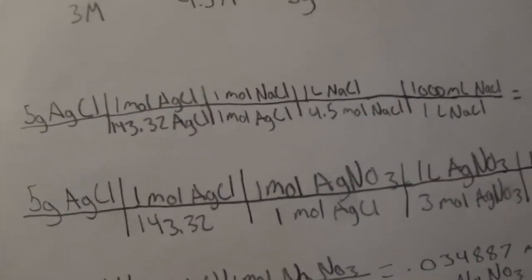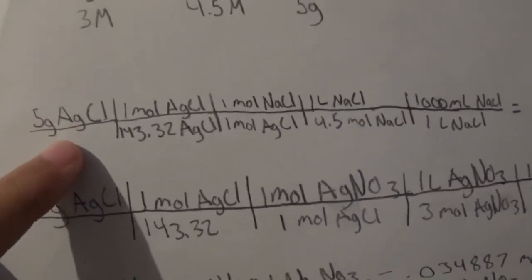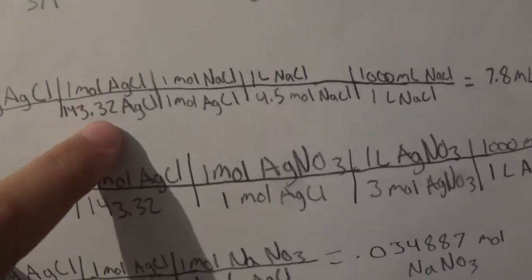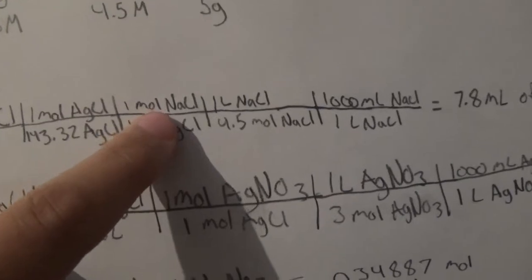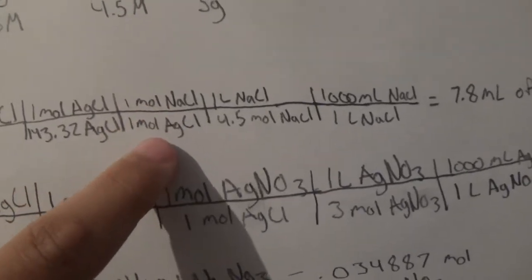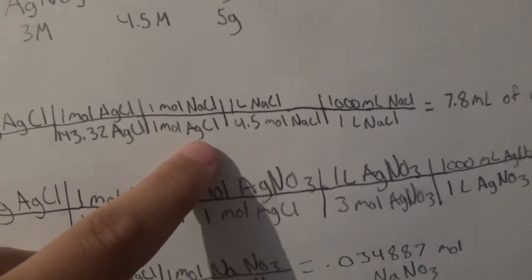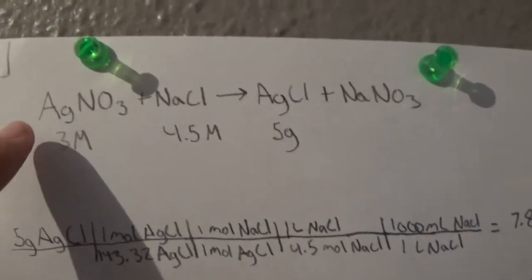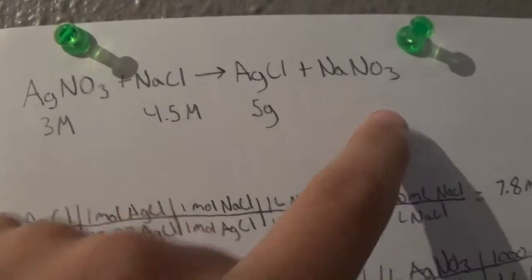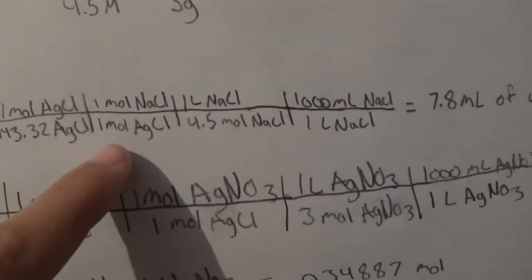So we're going to start off here with the 5 grams of AgCl and multiply that by 1 mole over the molar mass. From there, we're going to convert to moles. So we'll take 1 mole of NaCl and put that over 1 mole of AgCl. And it's 1 and 1 because the coefficients are 1 and 1 in the balanced chemical equation. So this is all 1, 1, 1, 1. And so we're going to get that.